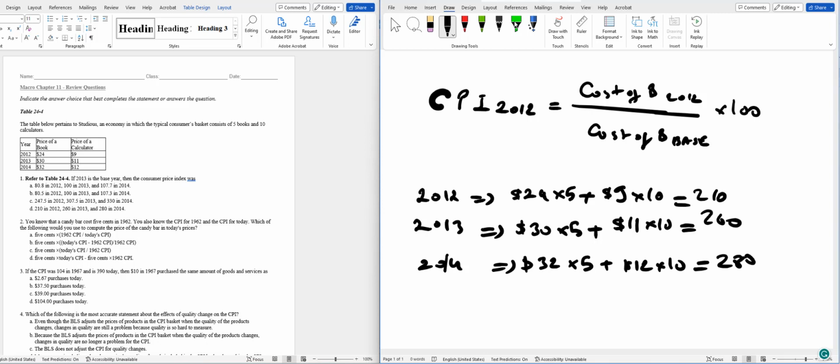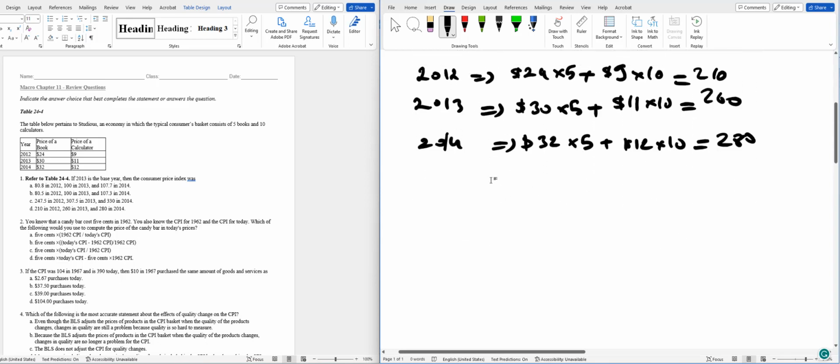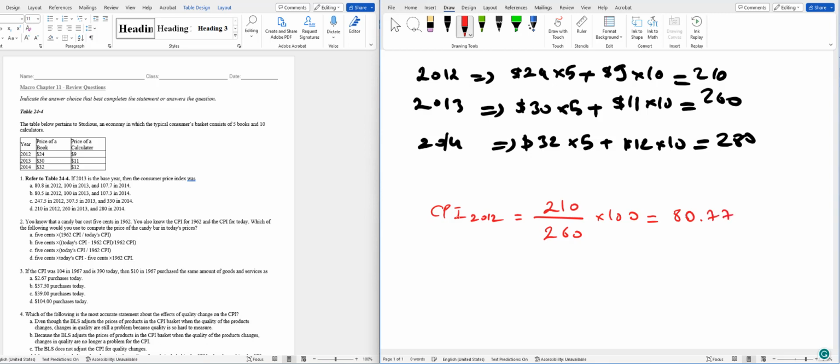Now given this cost of basket, we can calculate the CPI. Let's calculate CPI first for year 2012. CPI 2012. So I need cost of basket in 2012 divided by base year 260 times 100, and the answer is 80.77. And CPI 2013, we don't need to calculate, it's going to be 100. Always the base year, it's 100. Why? Because current year is 260 divided by base year 260, it's 1 times 100, it's 100.